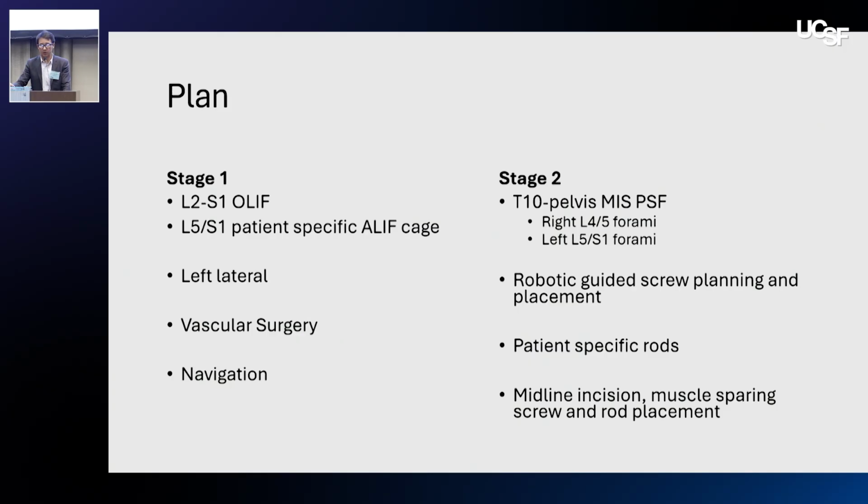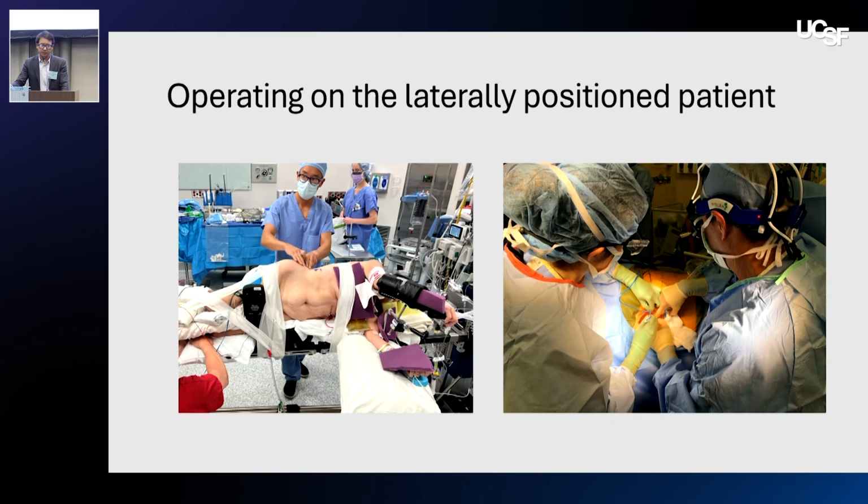and custom rod designs. T10 to pelvis, minimally invasive fusion with some minimally invasive tubular decompressions to treat the radiculopathy, robotic screw planning and placement, patient-specific rods, and this is done through a midline incision, muscle-sparing screw and rod placement. I was lucky enough about a year and a half ago to spend some time in San Diego with Martin and learn that technique that's been really beneficial for me.